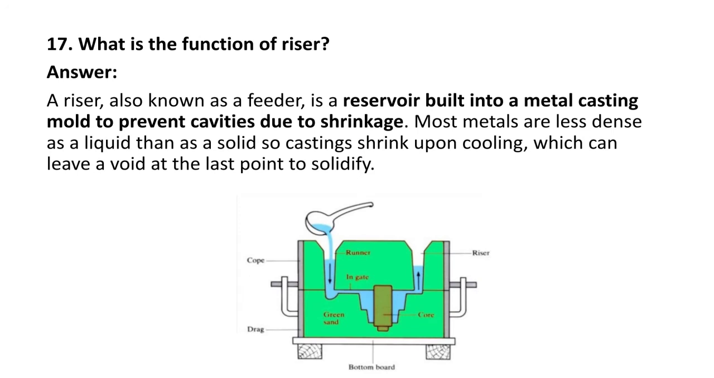Next question, what is the function of a riser? So here you can see the riser. This is nothing but the riser. Okay, so the riser is also known as feeder. It is a reservoir built into the metal casting mold to prevent cavities due to shrinkage. Most metals are less dense as a liquid than as a solid, so castings shrink upon cooling, which can leave a void at the last point to solidify.